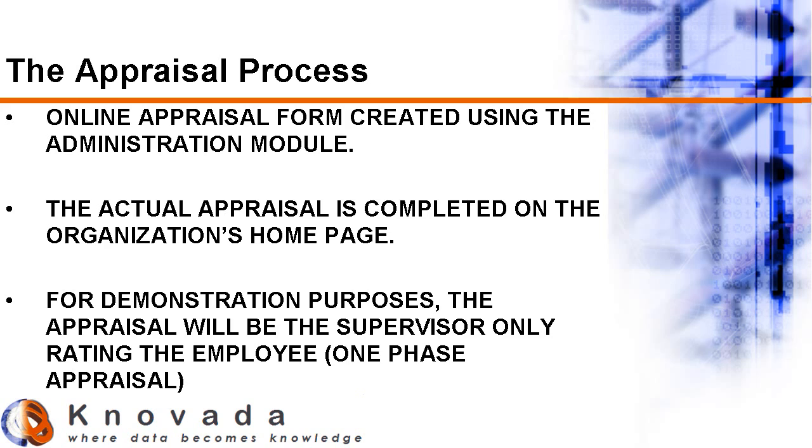Now that we have completed our discussion on the appraisal template, we will begin our discussion on the actual appraisal process. The online appraisal form is created in the administration module of the Human Resources Management System. The actual appraisal is completed on the organization's homepage. For this demonstration, we will use the one-phase appraisal process whereby the supervisor will be the only one rating the employee. There will be no employee self-rating.